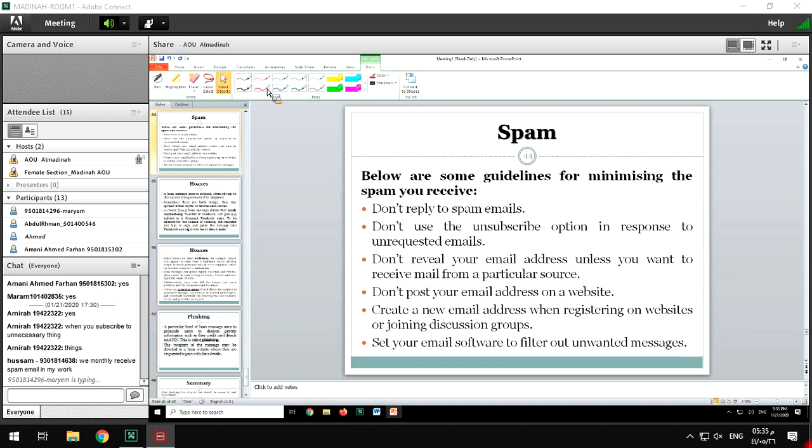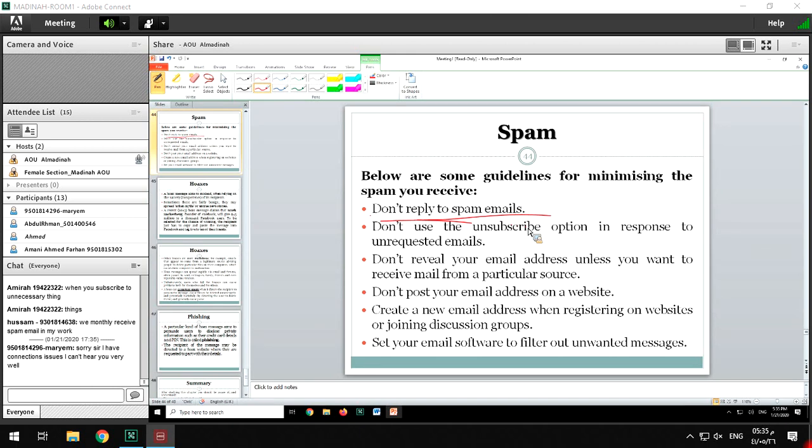Below are some guidelines for minimizing the spam you receive. Don't reply to spam emails. The first thing is, if you find any spam email, just don't reply to it. Even replying is a confirmation that you are using the email. Don't use the unsubscribe option in response to unrequested emails. You did not request any email or any subscription, but you get an option of unsubscription. So this is also not advisable.